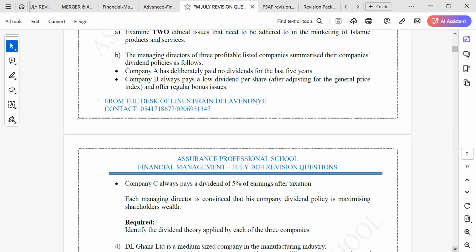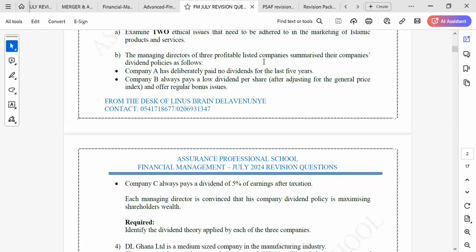Dividend theories. Okay, three, namely we have what? Dividend irrelevance theory, and the residual theory, and the signal explanation. So we have the residual theory, we have the dividend irrelevance theory, and I also have the dividend relevance theory. Let's relate these three theories to these three situations.